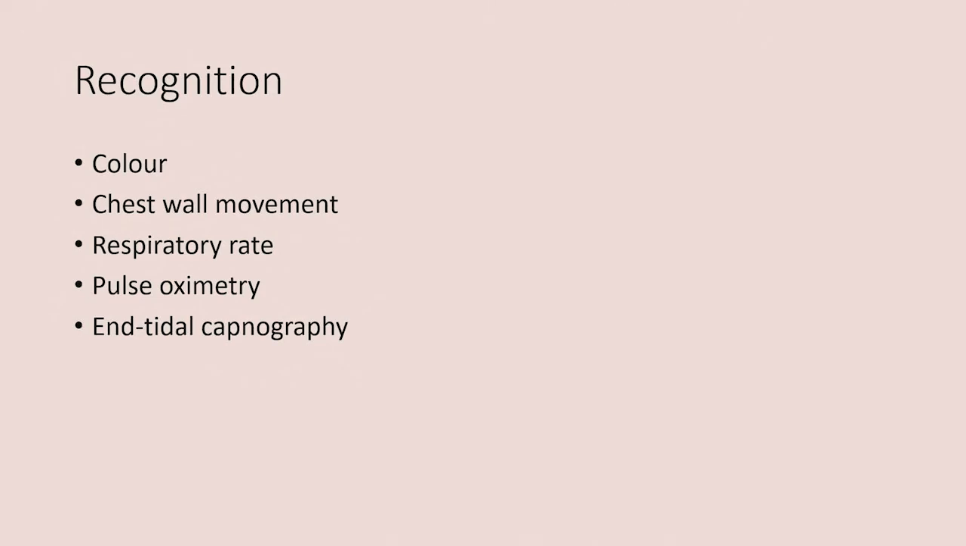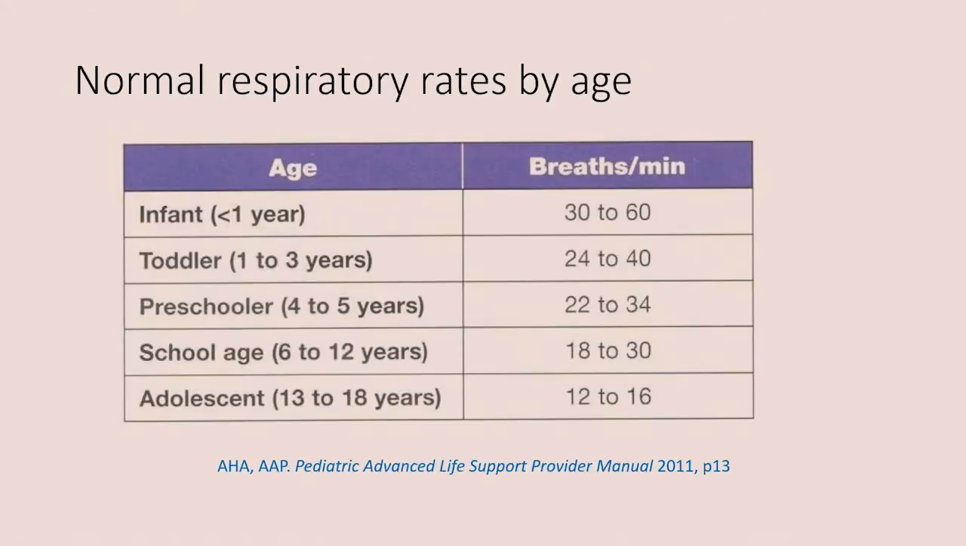How do we recognize apnea? We can look at the color of the child: is the child pink or cyanosed? We look at the chest wall movement. If the child develops apnea, there will be absent or decreased chest wall movement. We look at the respiratory rate. We look at the pulse oximetry for the saturation, and we can use capnography to look at the CO2.